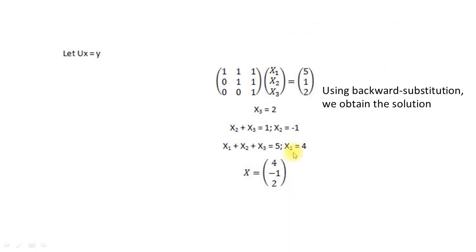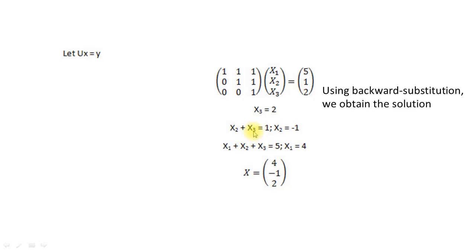So using the matrix Y and the matrix U, we can find the unknown matrix X. This is the upper triangular matrix, this is the unknown matrix for the system, and this is the matrix Y. Now using the backward substitution, x3 is equal to 2, and putting the value of x3, we obtain, this is equation number 2, x2 plus x3 is equal to 1.